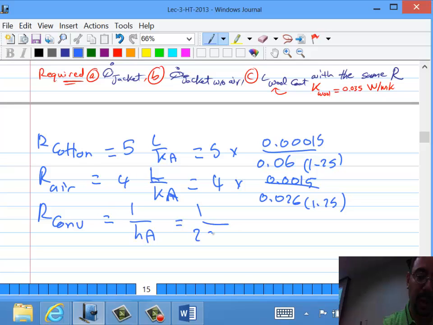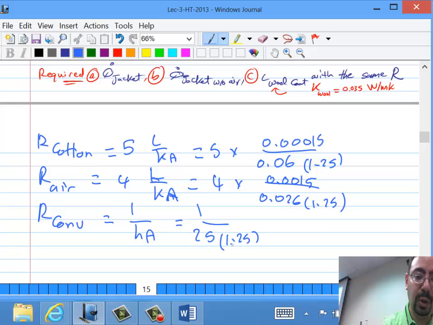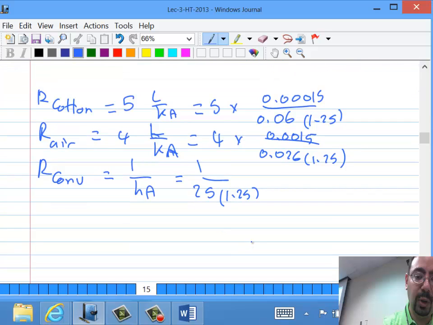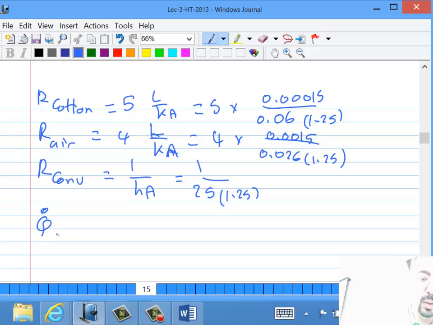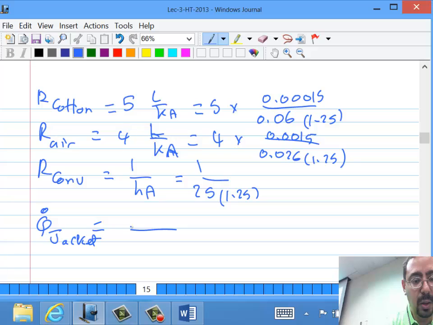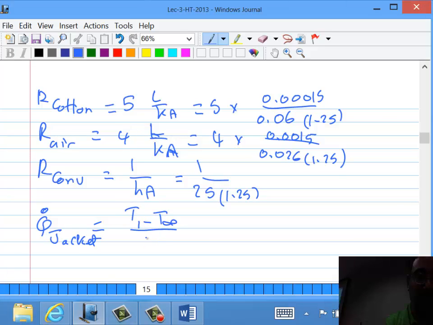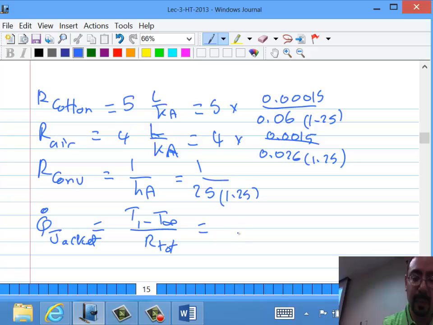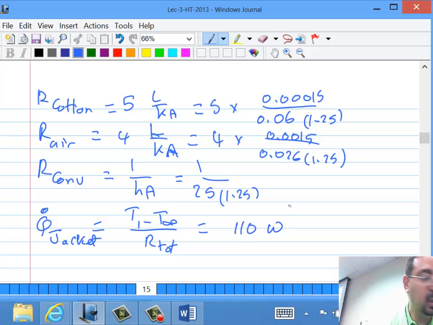And Q dot jacket would be T1 minus T infinity over our total resistance, so let's add all those together, and that Q will become 110 watts. So you lose 110 watts. Every second 110 joules will leave this jacket with 1.25 meters squared.